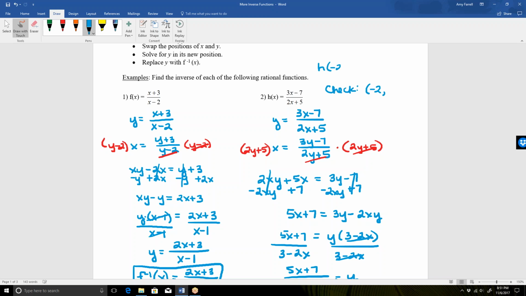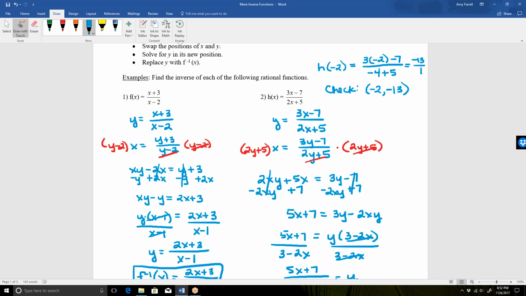So I'm going to find h of negative 2. This would be (3 times negative 2 minus 7) over (2 times negative 2, which is negative 4, plus 5). So in the numerator, I get negative 13, and in the denominator, I get 1. So (-2, -13) is a point on the graph of h. If I were going to plot this, which I'm not, I'm guaranteed that the point (-2, -13) is on the graph of this function.